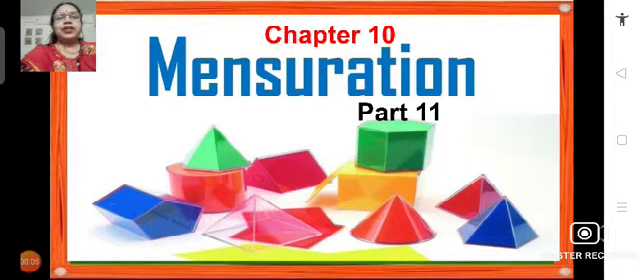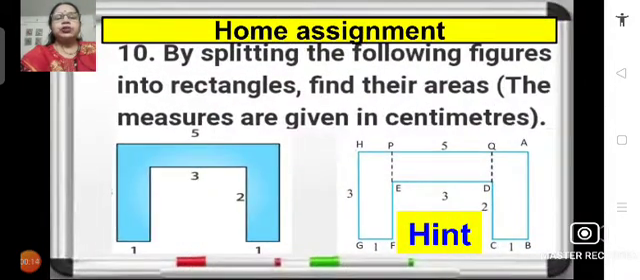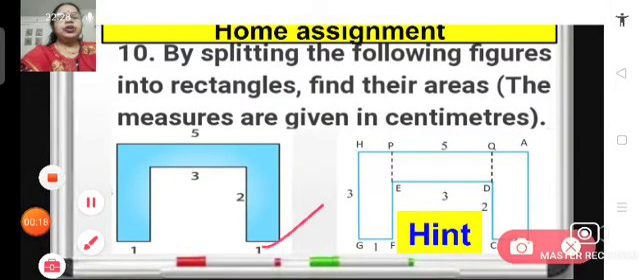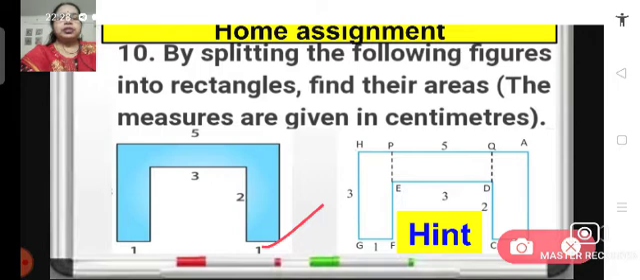Before we proceed with the next question of exercise 10.3, let's first solve the problem that was given as homework. So this was your homework. You have to split this figure into rectangles and find the total area of the figure. The measures of some of the sides are given in centimeters.